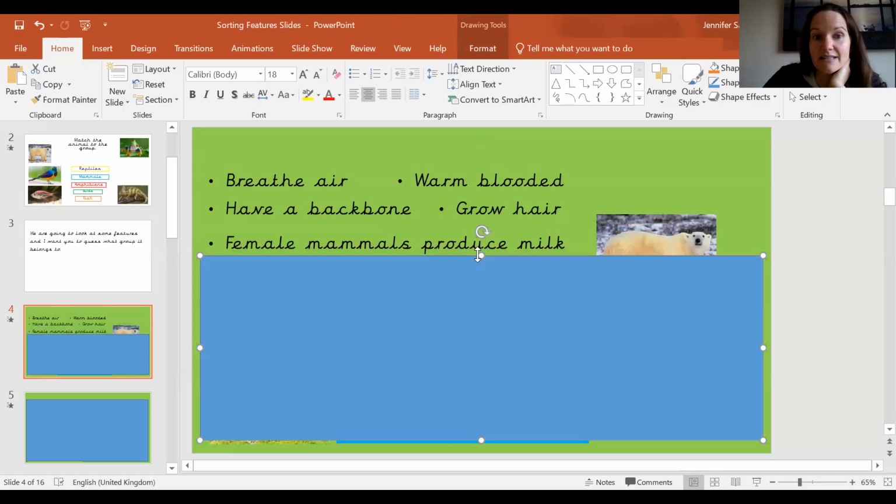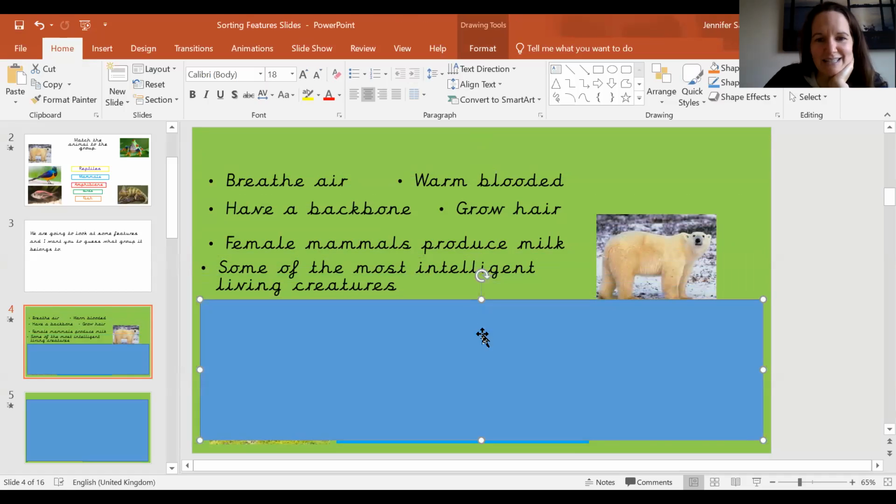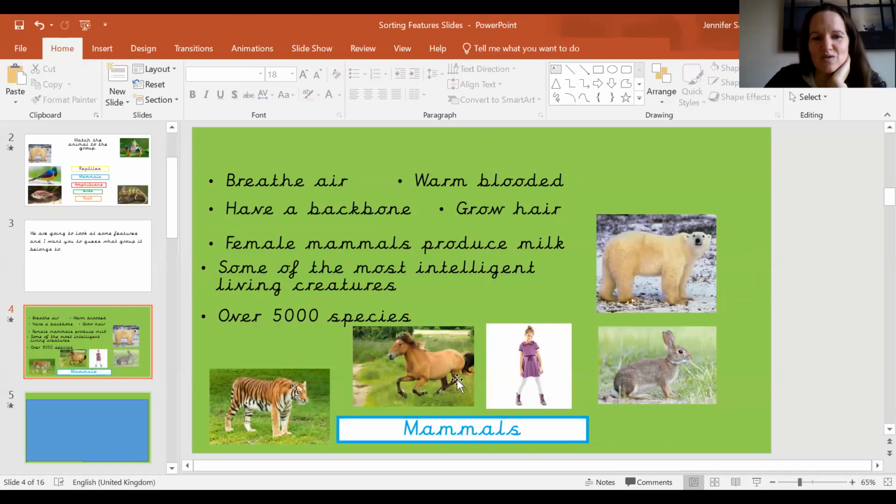It has a backbone. It grows hair. Female mammals produce milk. Have you guessed it yet? Well done if you said a mammal. Yes, some of the most intelligent living creatures are mammals, and there are over 5,000 species. So we have a tiger, a horse, a polar bear, a hare, and humans. We are mammals. Well done.